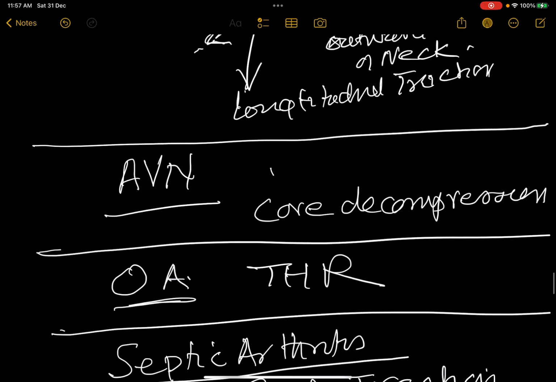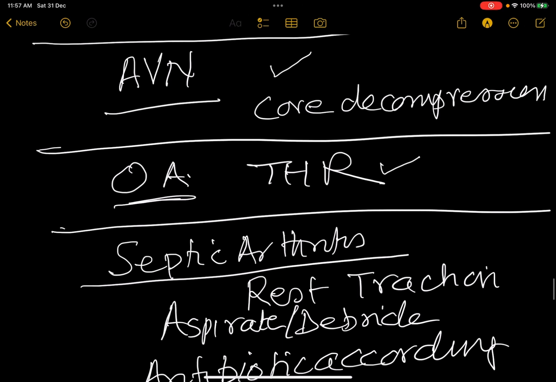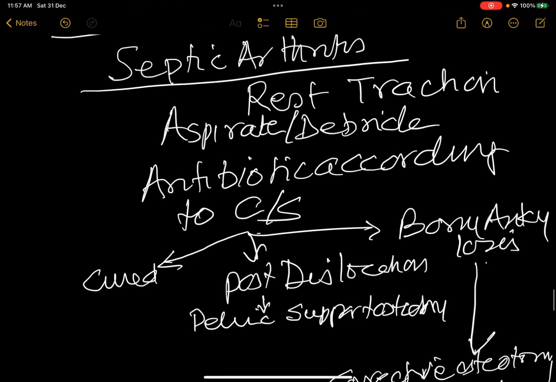In avascular necrosis, you do a core decompression. If it doesn't respond, you have to do a total hip replacement. Similarly, with osteoarthritis, you do a total hip replacement. In septic arthritis, you do rest, traction, aspirate, and debride. You give antibiotics according to culture and sensitivity.